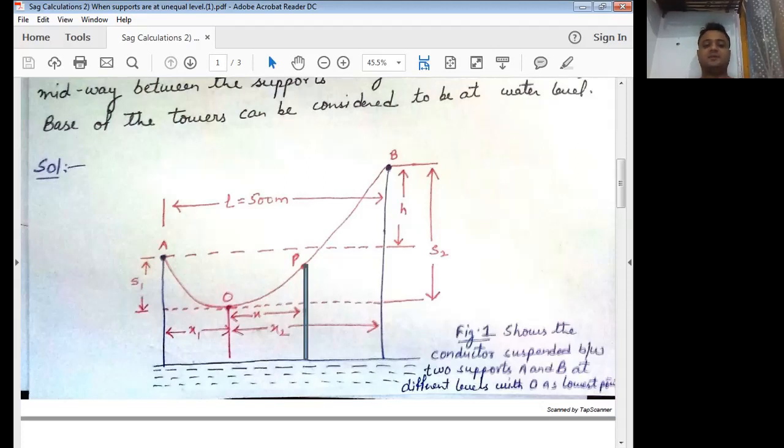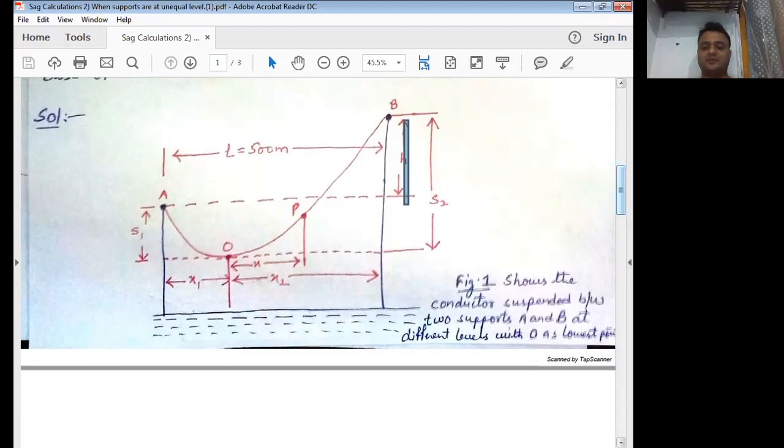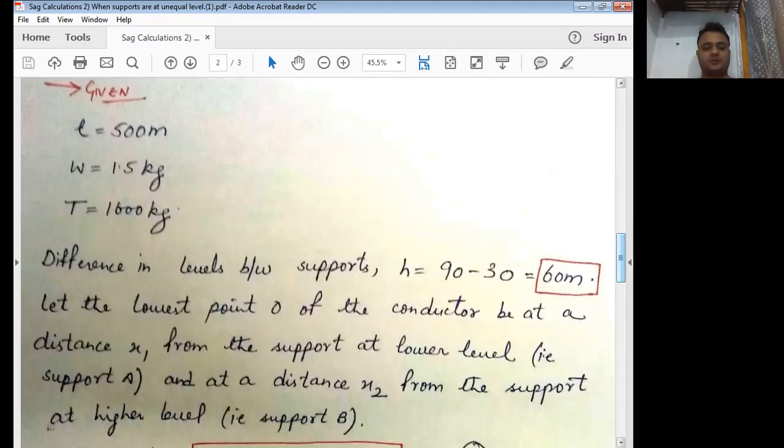It is given. S is the difference in the level of sag, S2 minus S1. S2 minus S1 gives the value of h. Okay. Figure 1 shows the conductor suspended between two supports A and B at different levels. This height is 30, this height is 90, with O as the lowest point on the conductor. So let us start writing what is given.